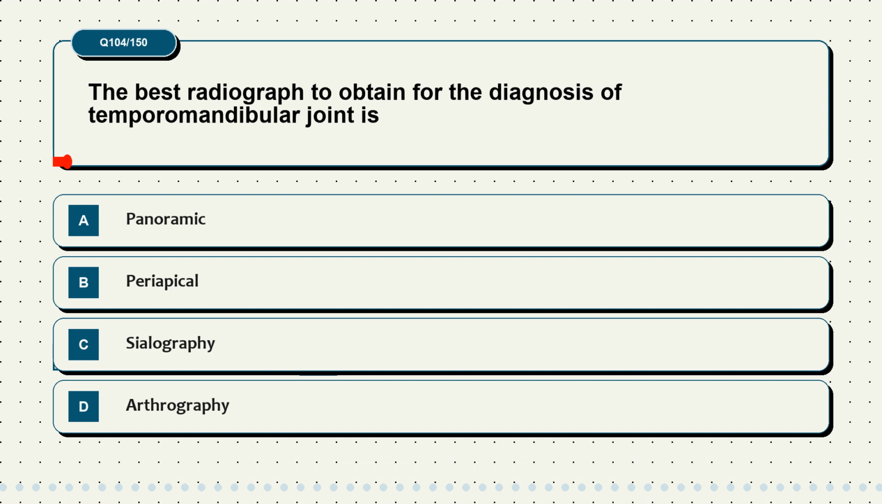Question 104. The best radiograph to obtain for the diagnosis of temporomandibular joint is. Here are the options. Option A, panoramic. Option B, periapical. Option C, sialography. Option D, arthrography.